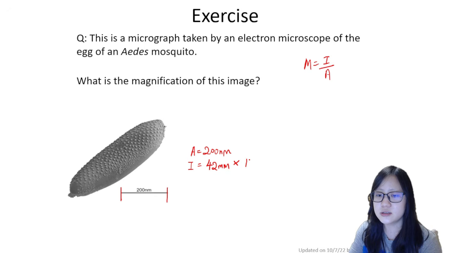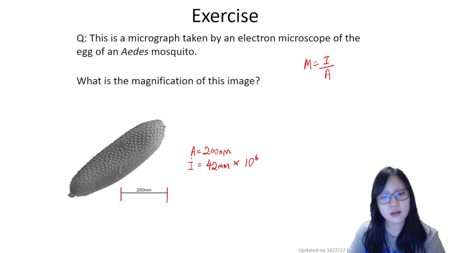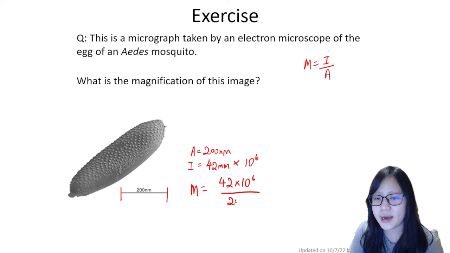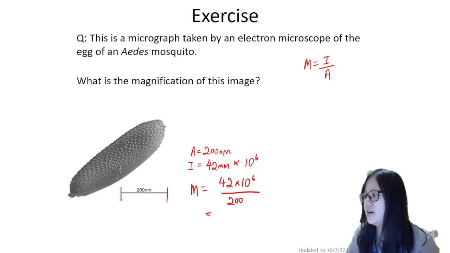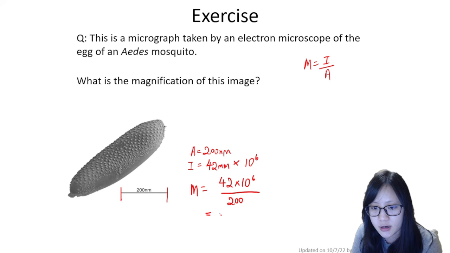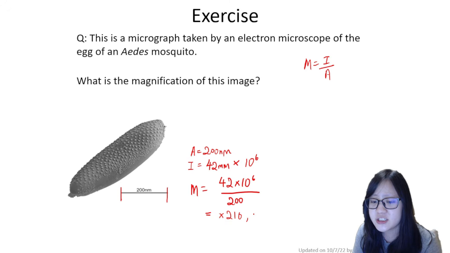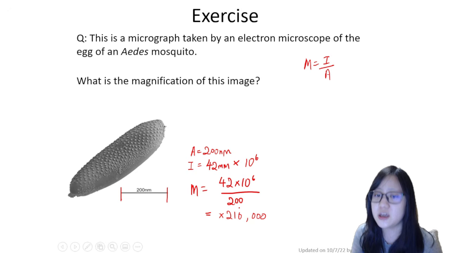So it's 10 to the power of 6. We should know how to do this by now. And then we divide them. So M equals 42 times 10 to the power 6 divided by 200. And after I type it in the calculator, I would get 210,000 times. That's the magnification of this image on my screen.